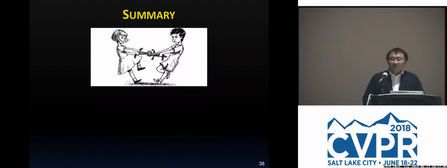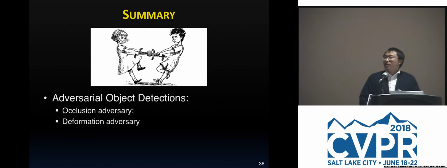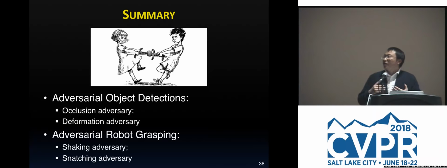As a summary, this talk is mainly about designing different adversarial agents to challenge your target agents. In object detection, I talked about occlusion and deformation adversaries. In the robotics scenario, I talked about using shaking and snatching strategies. In the future, an unclear but interesting direction will be to automatically figure out the right strategy to challenge your target agents. And this is the end of my talk.